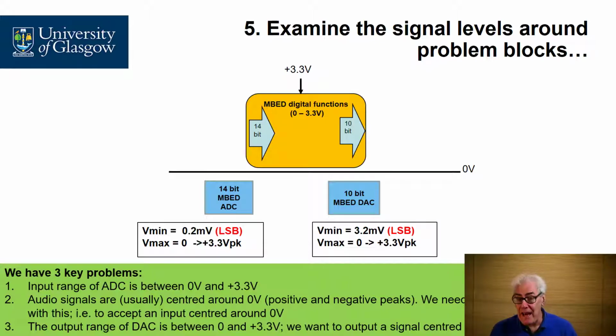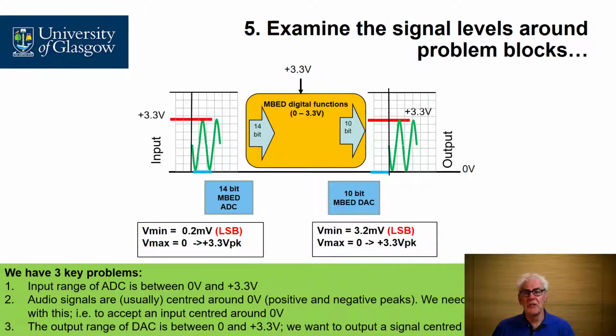The output range of the DAC similarly is between 0 and plus 3.3 volts. And we need an output, a signal centered around 0 volts. If we didn't do that and we amplified a DC signal at say plus 2 volts, that would pass a large DC current through the loudspeaker and it would eventually burn out. It would fail. So we need the signal driving the loudspeaker to have positive peaks and negative peaks centered around 0.